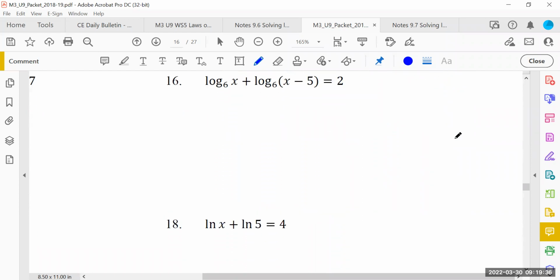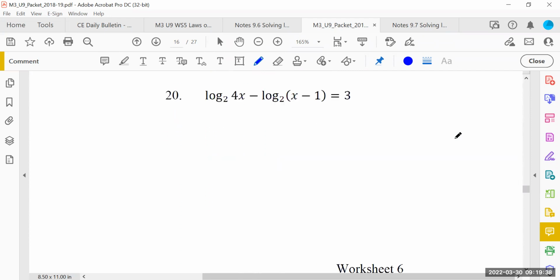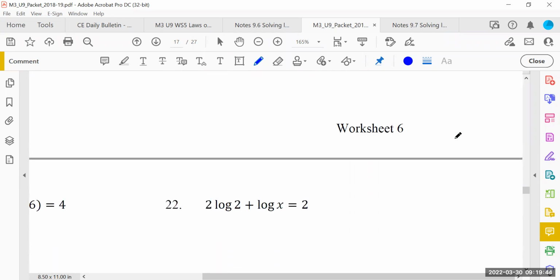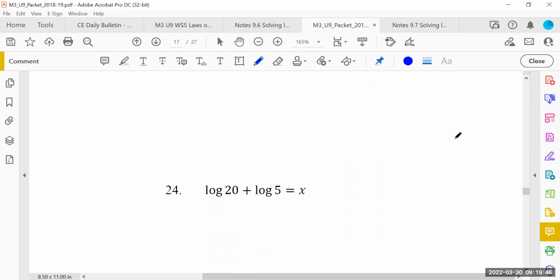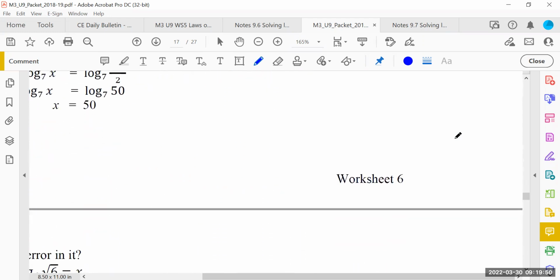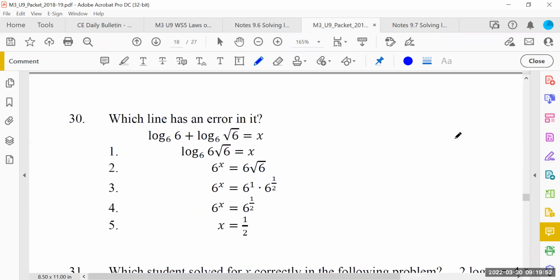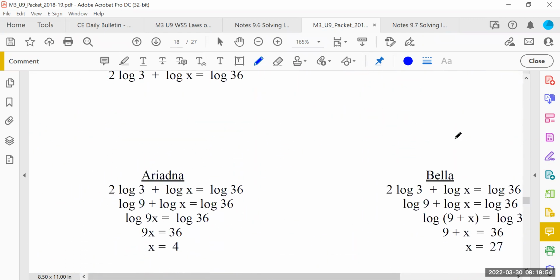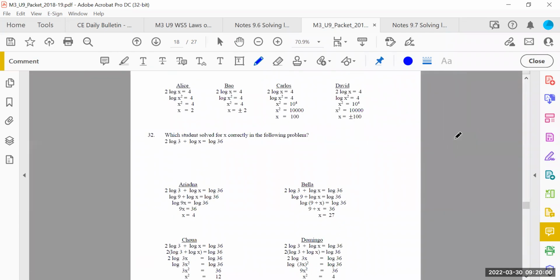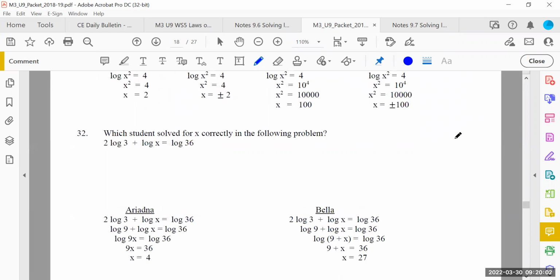So you're doing 16, 18, 20. You reach the end of the page. You are not done. I said 2 through 32. It keeps going. 22, 24, 26, 28. Now, the nice thing is that 30 and 32 are multiple choice. Let's talk about 32 right now, though. Let's do 32 altogether.